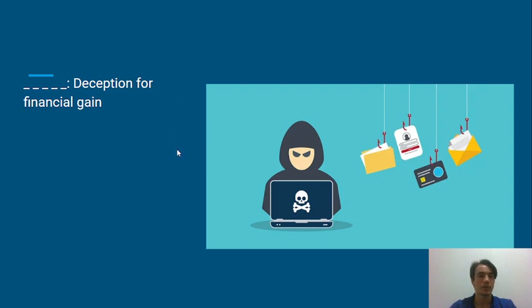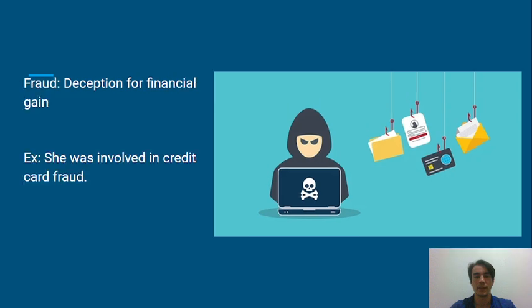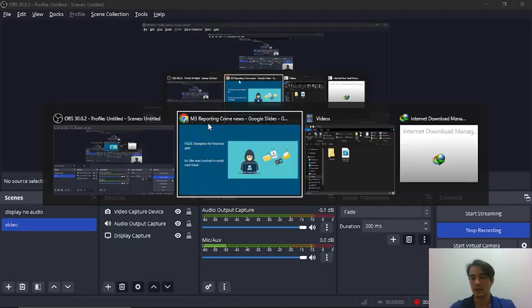And the last word of the day, deception for financial gain. Financial gain means to get some money from someone, right? And deception is lying, basically. Lying to get some money. What do you call it? 5 letters. It is fraud. Fraud. In a sentence, she was involved in credit card fraud. These are the words that we will learn and use today. All right, then.